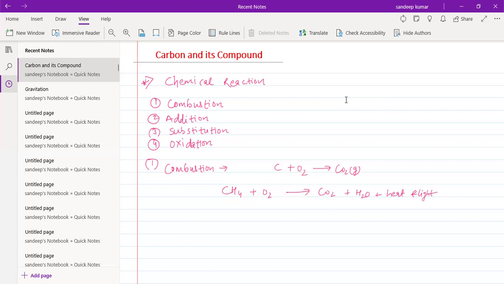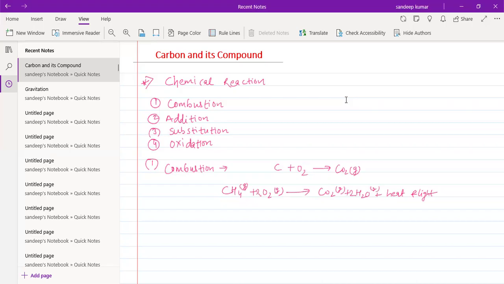So any hydrocarbon, whether it is methane or methanol, we'll see. How many hydrogens are there? There are 4 hydrogens, and on this side 2, so multiply by 2. Carbon 1 and 1. Oxygen 2 and 2 makes 4, so multiply by 2. Methane is in gaseous state, oxygen also gaseous state, and this will be in gaseous state only.